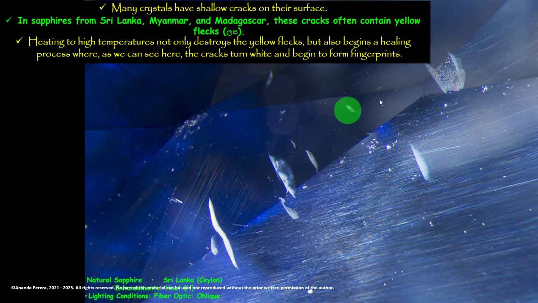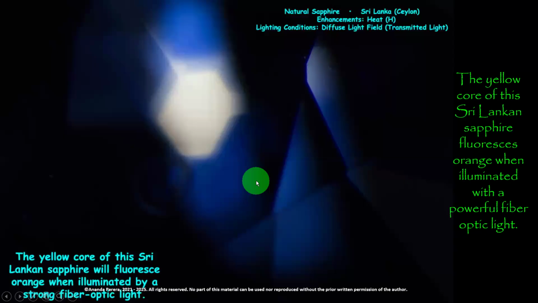Many crystals have shallow cracks on their surface. In sapphires from Sri Lanka, Myanmar, and Madagascar, these cracks often contain yellow flecks. Heating to high temperature not only destroys the yellow flecks, but also begins a healing process, where, as we can see here, the cracks turn white and begin to form fingerprints, like here. So this is a heated environment. We are moving to the next.